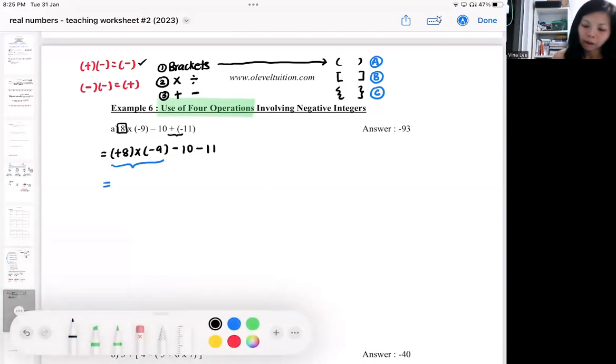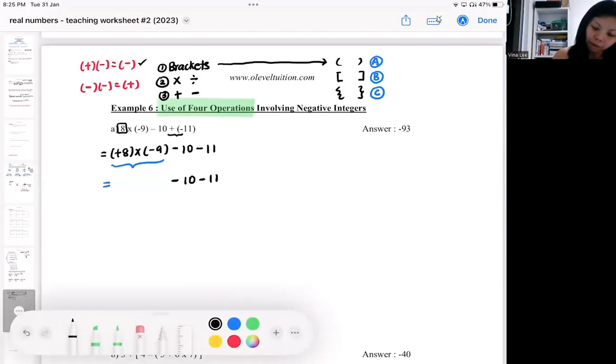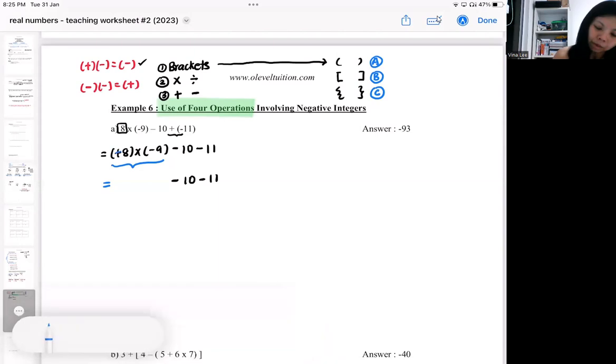As you are doing this part, what about the minus 10 and minus 11? Please don't touch the minus 10 and minus 11. Just let them be. You're not doing anything to them. They are just standing there, waiting for you to handle them. So just let them stand there first. Then subsequently, you apply the idea: positive times negative becomes negative. 8 times 9 becomes 72.